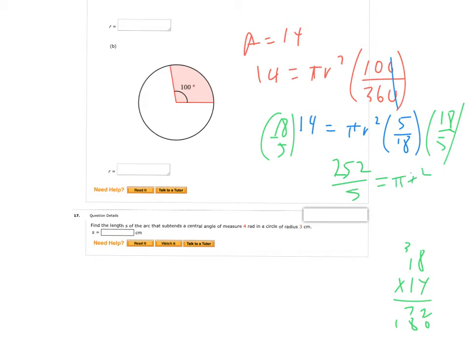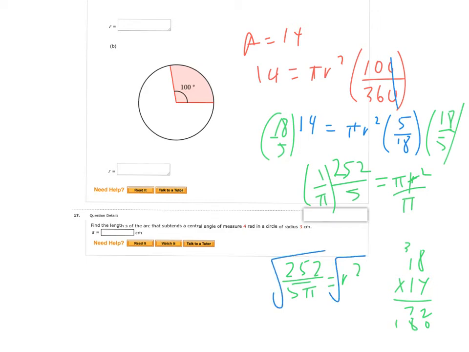And then we will divide by pi, which on this side I would look at as multiplying by 1 over pi, so it's going to go on bottom. So I get 252 over 5 pi equals r squared, and then I'll just square root both sides. You should be able to write it in just like that. So the square root of 252 over 5 pi.